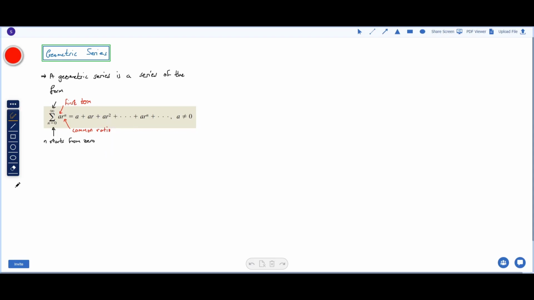All right. So for example, say your common ratio is 2, and let's say your first term was 1. So you would have 1 plus 1 times 2 plus 1 times 2 squared, all the way to 1 times 2 to the power of n.